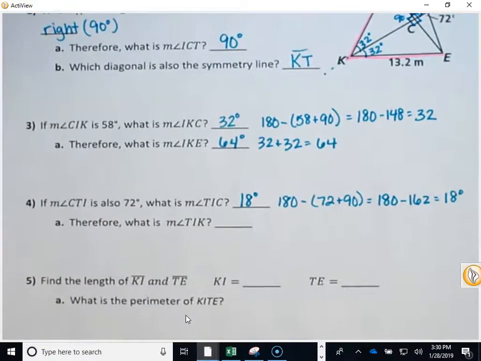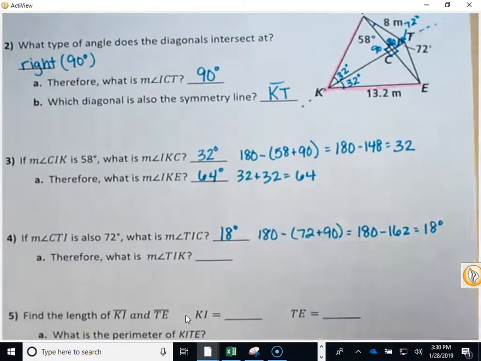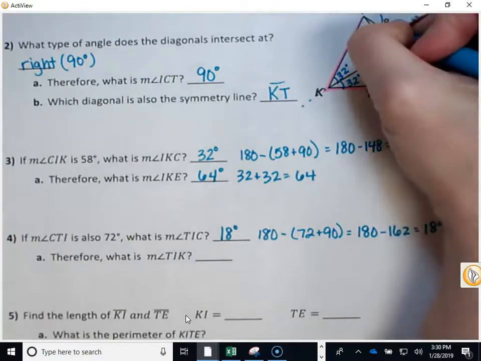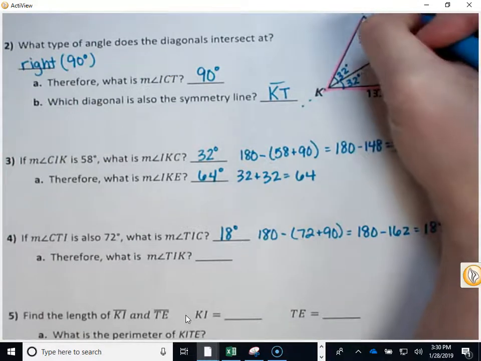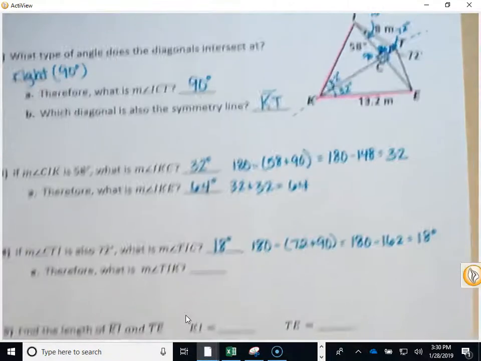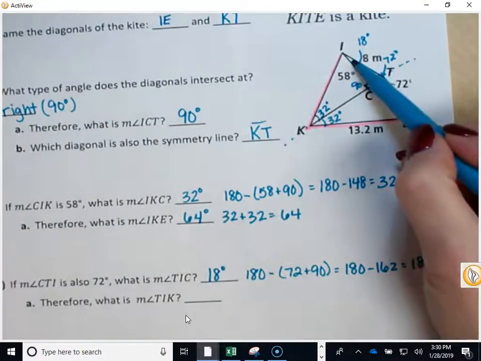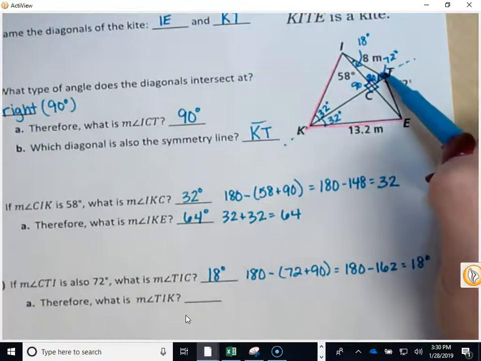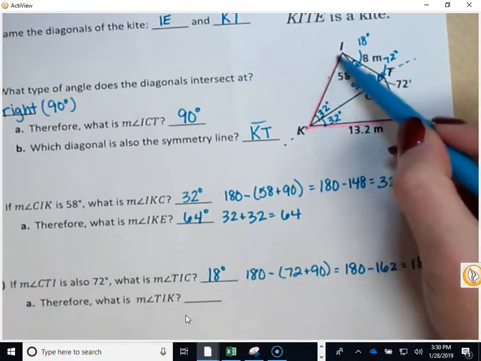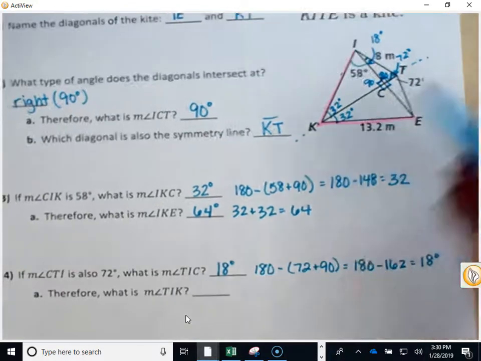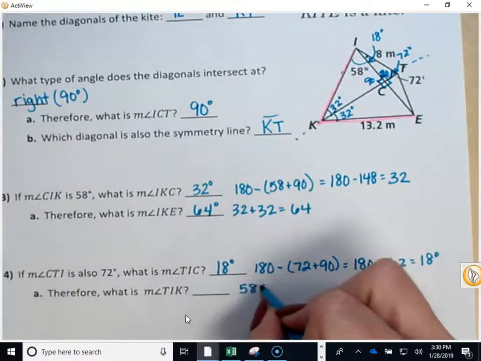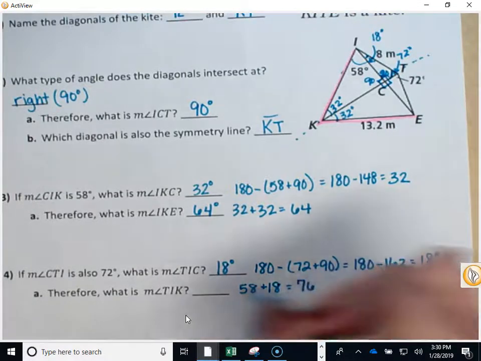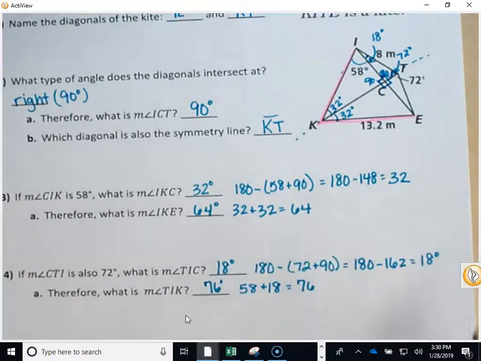And then they want to know, what's the measure of angle TIK? So T to I to K, we know this little angle that we just figured out is 18, and this angle is 58. Sorry, let me scooch so you can see. So angle TIK would be this big angle combining those two. That would be 58 plus 18, which gives me 76. So 76 degrees.